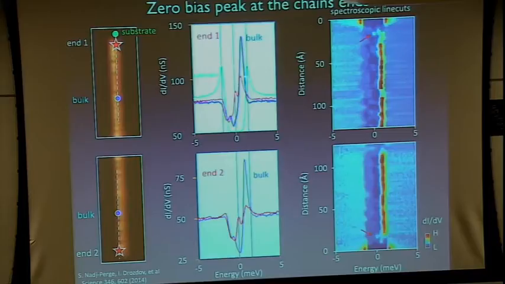Where did the coherence peaks go? Once you go inside these chains, you can think about these Shiba peaks as kind of like your new coherence peaks, if you like. They're actually asymmetric in magnitude, not so much in energy. And I'll show you more details of this at lower temperature.